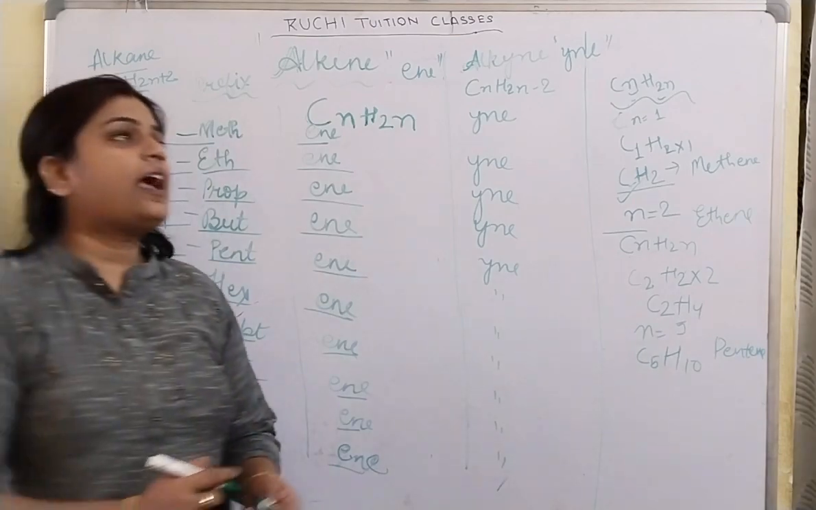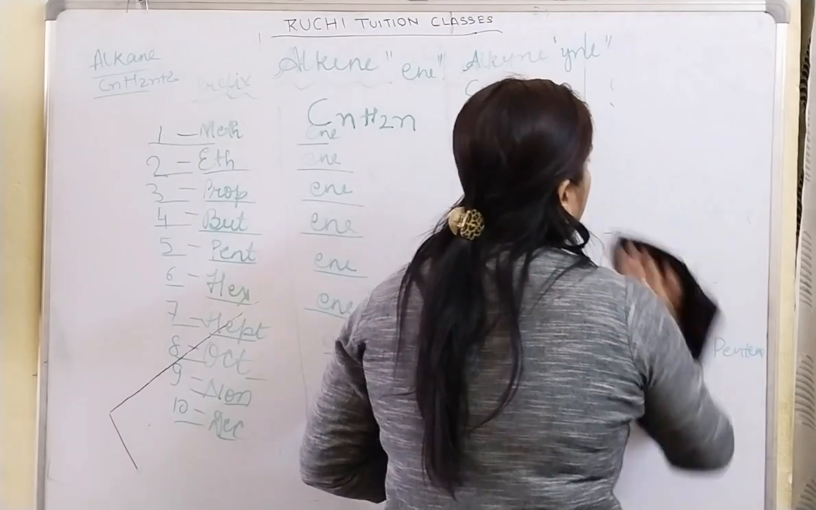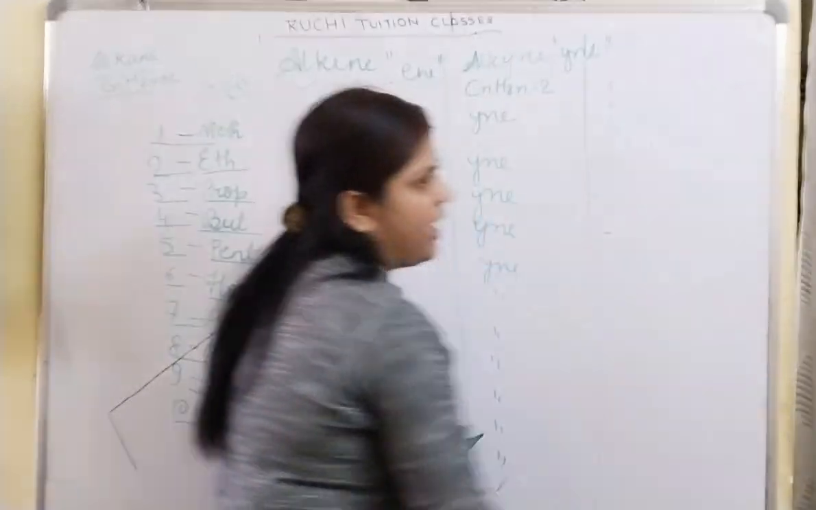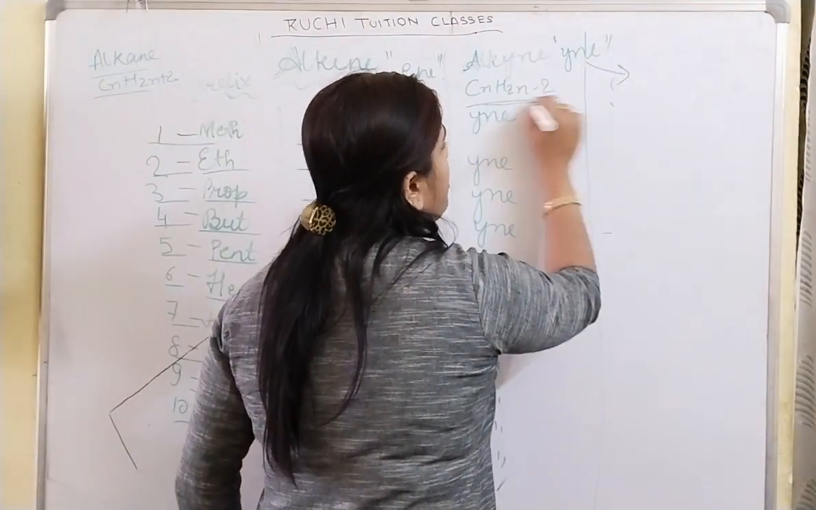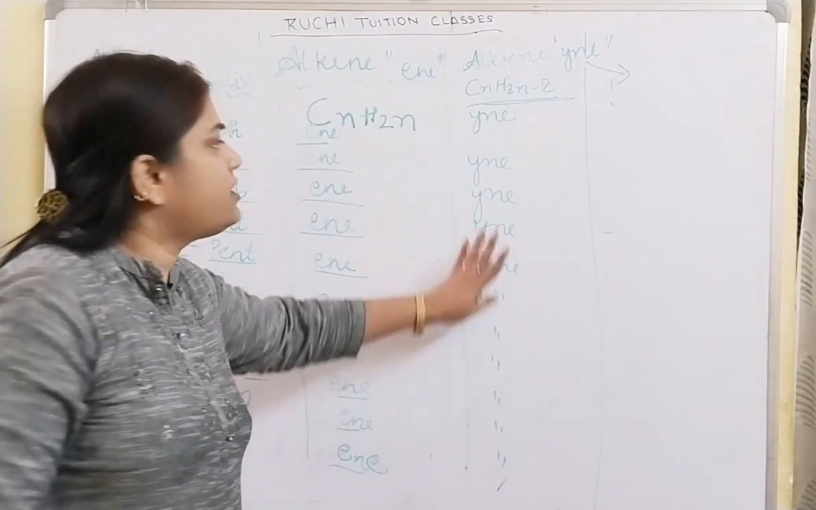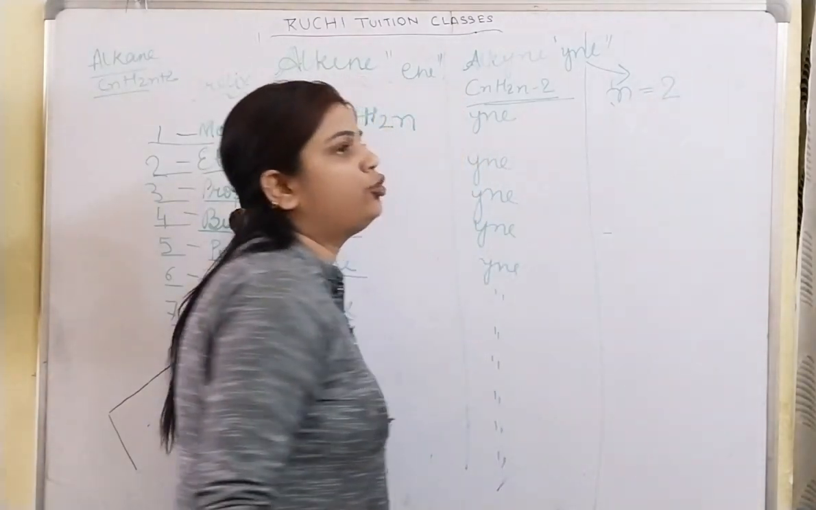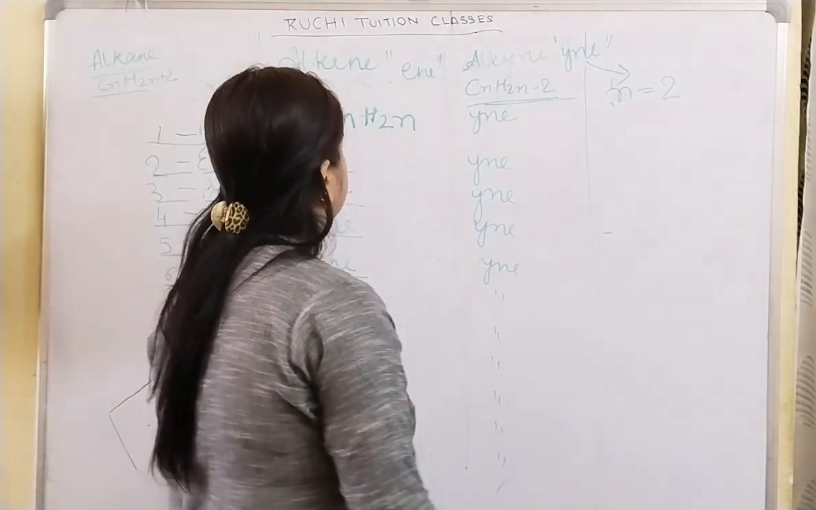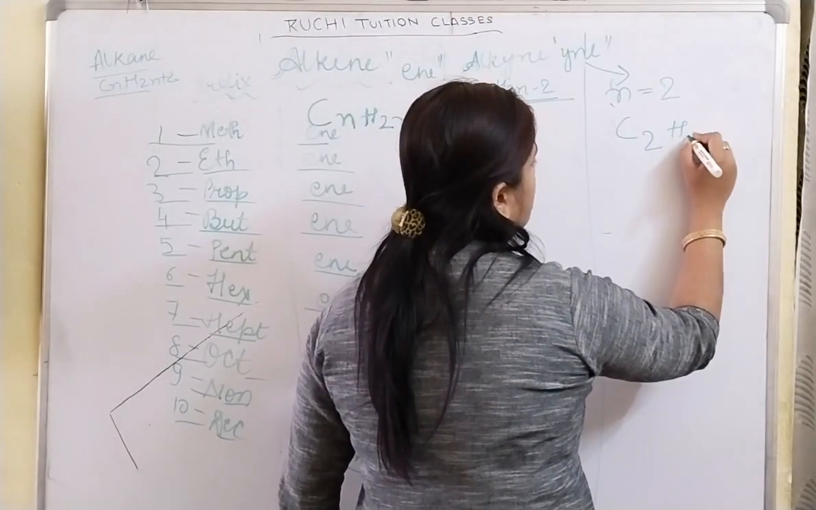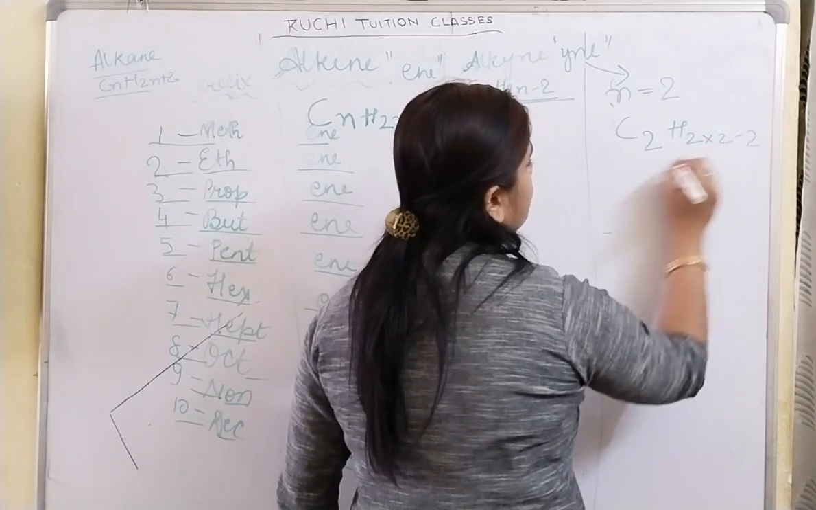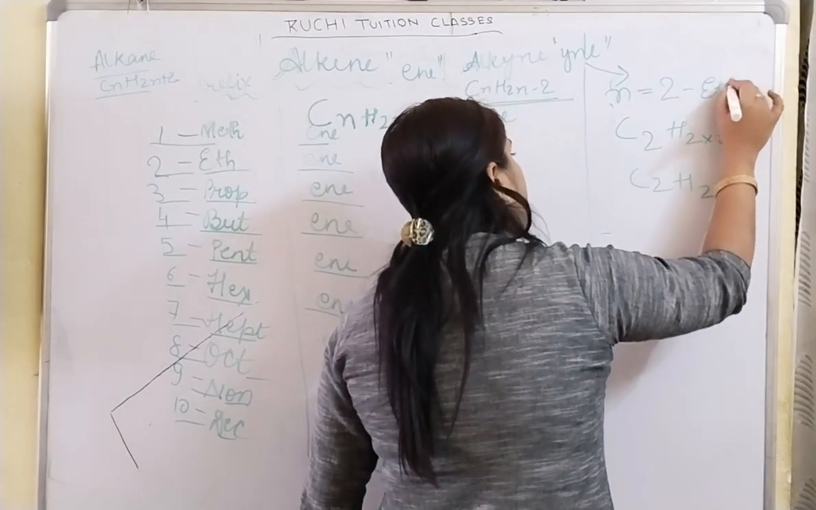What suffix will we use in alkyne? Y-N-E, yne. So its formula is CnH2n minus 2. The formula for alkyne is CnH2n minus 2. So for n equal to 2, we take 2. What will happen? C2H2 into 2 minus 2, that means C2H2. So this is ethyne.